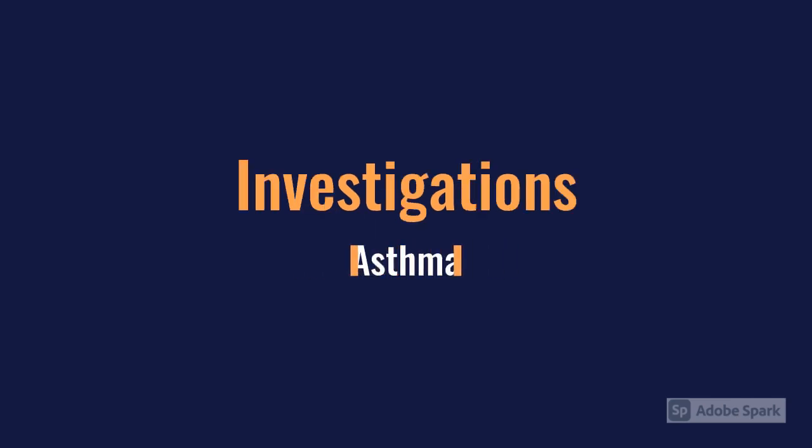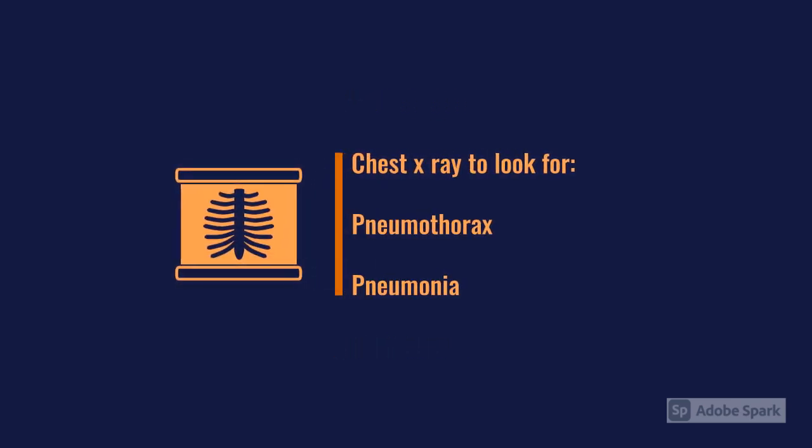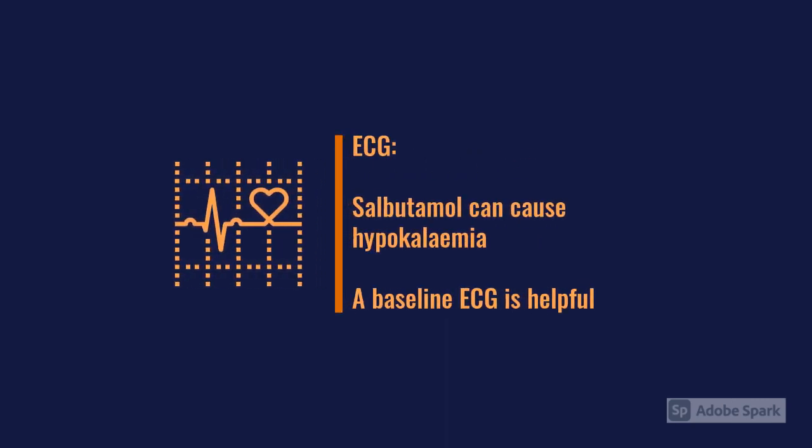Investigations-wise, just quickly moving on to that then. So we just use a routine blood test, so full blood count, U&Es, CRP. Nothing particularly exciting. Consider cultures if you think this is a sepsis. A chest x-ray is helpful, so that'll help exclude a pneumothorax and help exclude a pneumonia if you're worried about those sort of things. ECGs are important because it's good to get a baseline. Lots of salbutamol can cause hypokalemia as it drives potassium intracellularly, so just be aware of that. You might get some hypokalemic type changes in some of the more severe asthmatic patients.